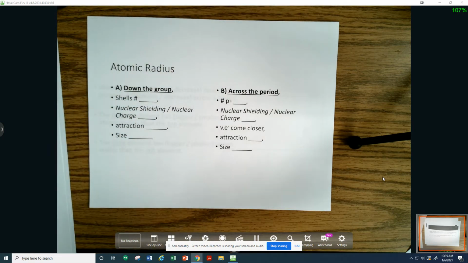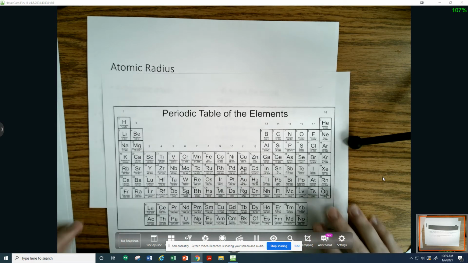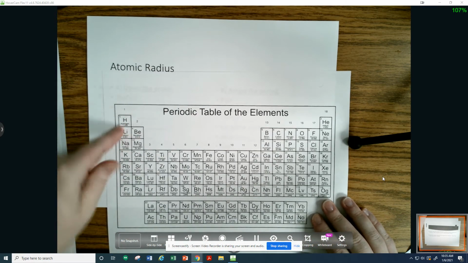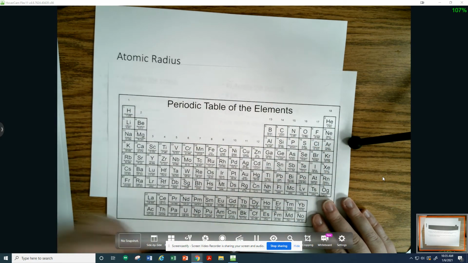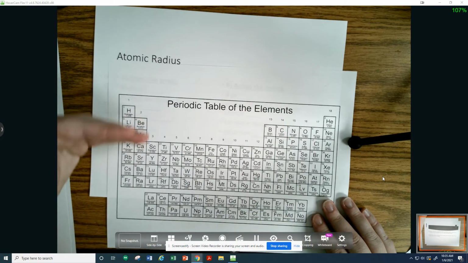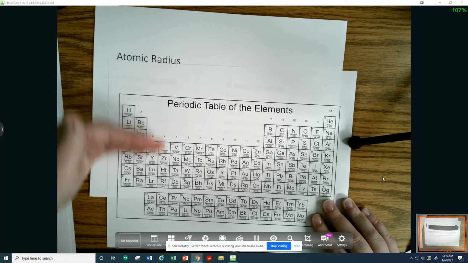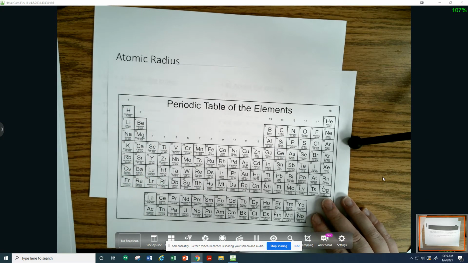When we look at a trend, we have to look at it two ways. We're going to talk about how a pattern works within a group or a family. Remember, groups or families are these vertical columns. We have 18 of them. And then we're going to talk about it across a period, which are these horizontal rows. We have 7 rows to the periodic table, so 7 periods.